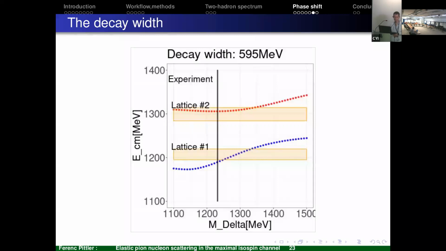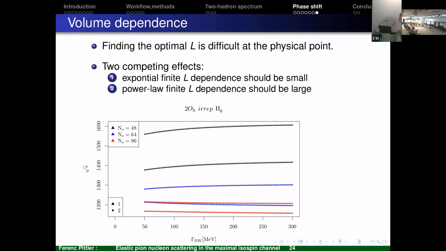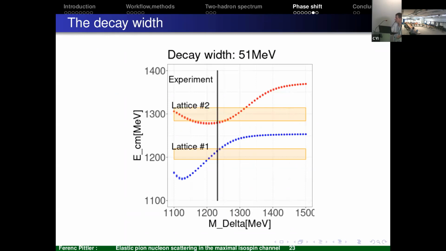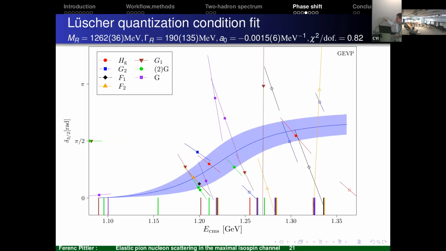But actually this kind of finite volume dependence is very small in our case, in terms of the width. For the resonance mass, basically the location of the inflection point in this curve, that can be reasonably well determined. But the derivative at the inflection point, that yeah. So you can decrease a lot the lattice size.